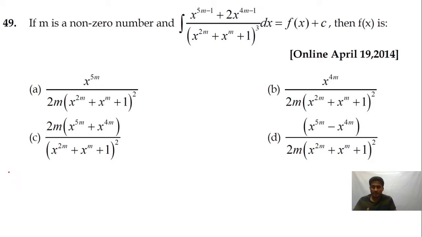Okay, so this can be written as integration of x to the power of 5m minus 1 plus 2 into x to the power of 4m minus 1, and then whole divided by, I'm going to take x to the power of 2m common. If I take x to the power of 2m common, you get 1 plus x to the power of m divided by x to the power of 2m.